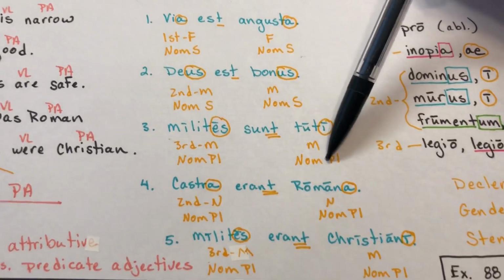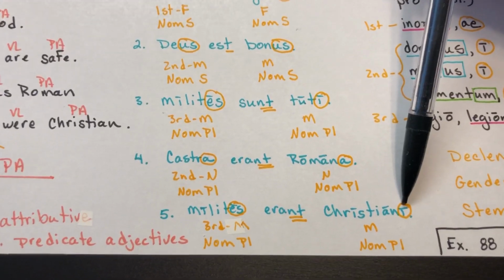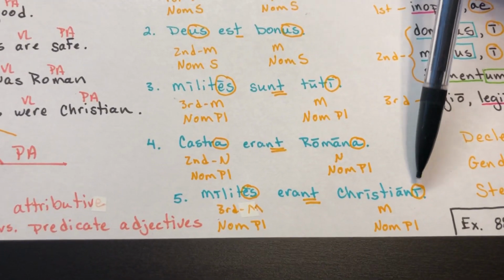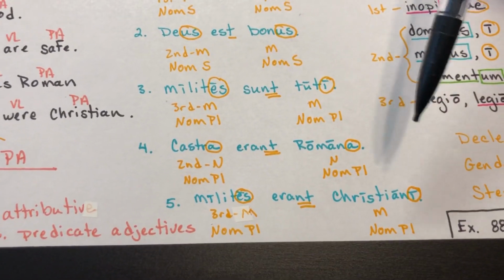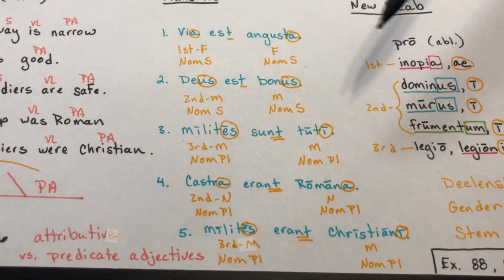So I think that's super important, it happens again down here. You're not just copying the same ending, you're making sure that your gender and case agree. So that's an observation I want to make sure that I pull out of them as we work through these.